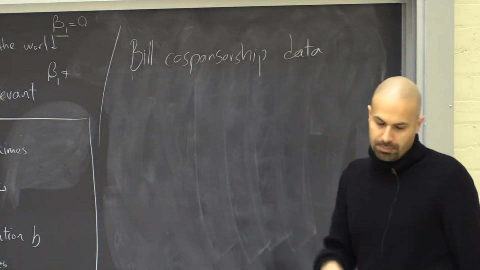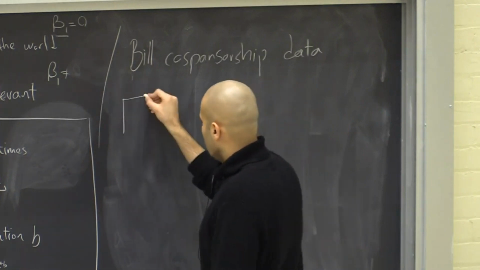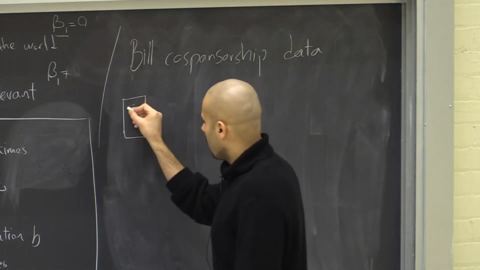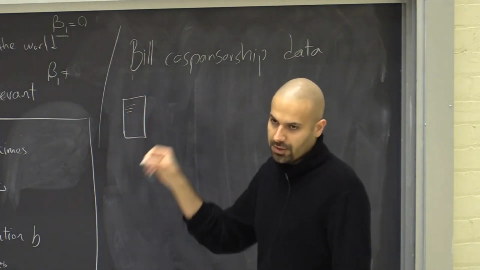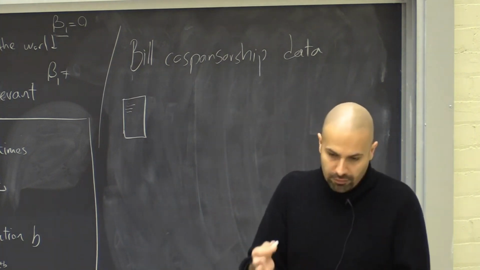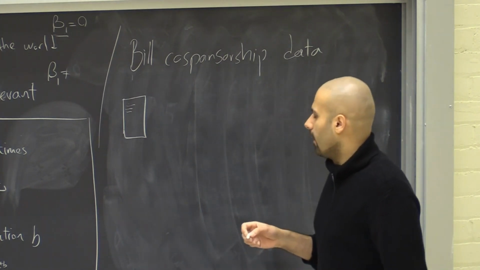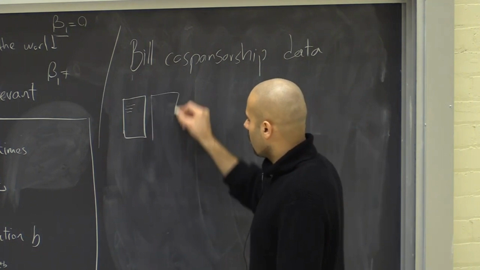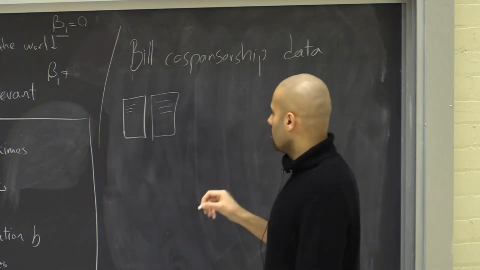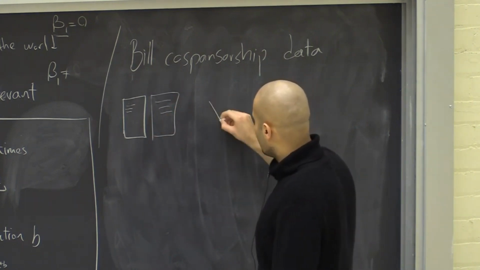So, bill co-sponsorship data from the US Congress. There's a piece of legislation, and there are names of some legislators as co-sponsors of the bill, which would be the people who have introduced the bill, right? And then the idea is that when we have all this bill co-sponsorship data, we should be able to get a network model of who is collaborating with whom.